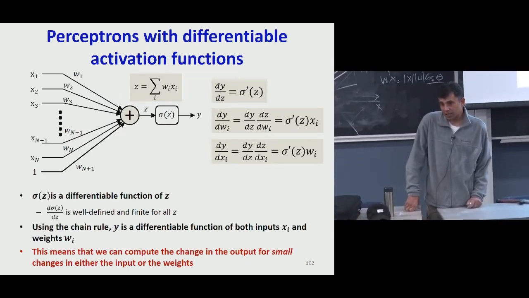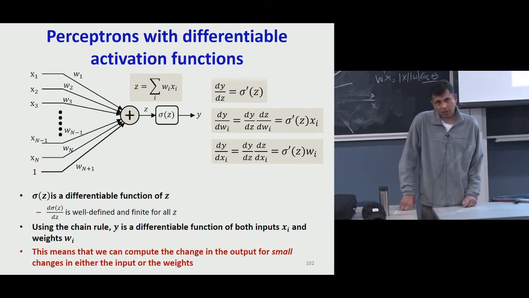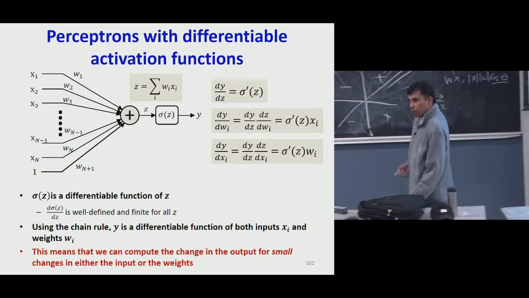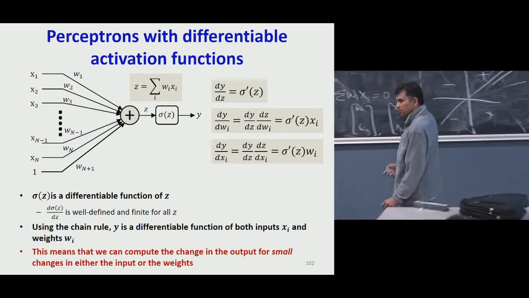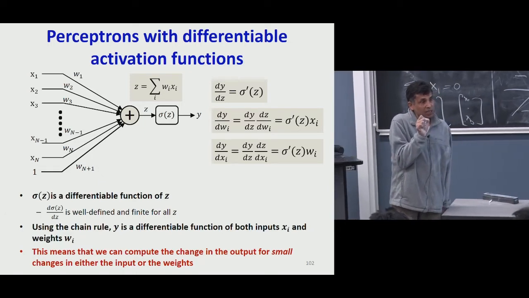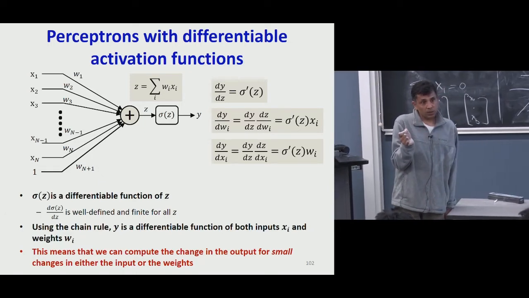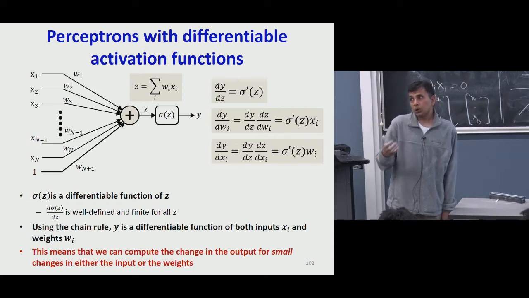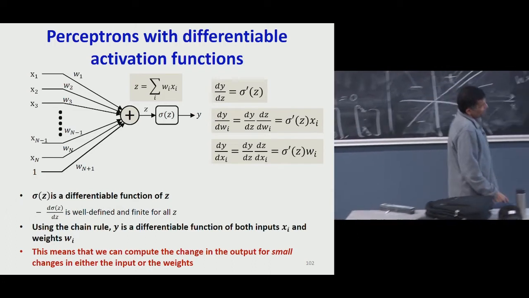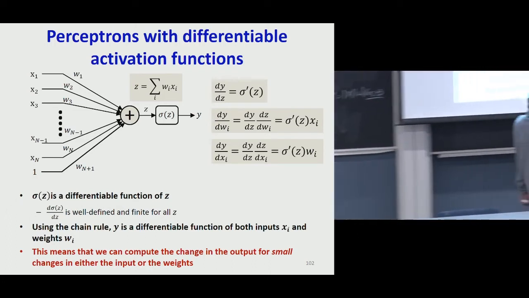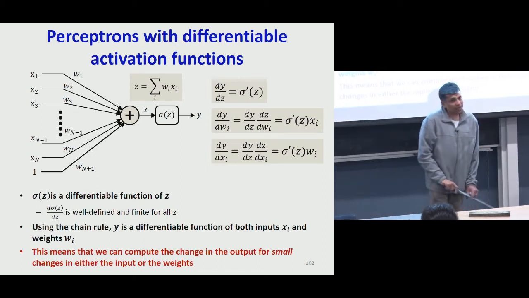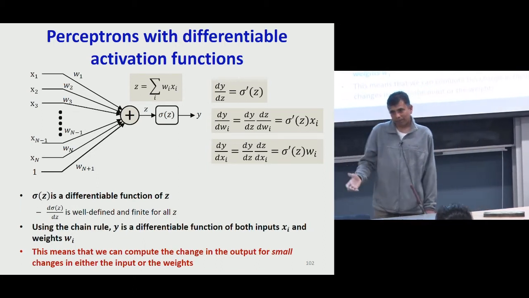We've replaced the threshold activation with a sigmoid. Now, the sigmoid is differentiable. What it means for a function to be differentiable is that it tells you how much a small change in the input is going to affect the output. That is the notion of differentiability, right? So if I have a sigmoid over here, I will be able to figure out how much a small variation of z is going to vary y.